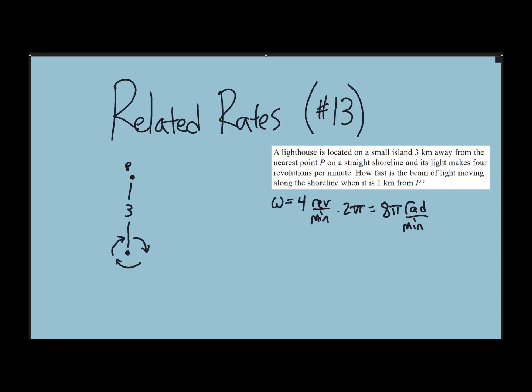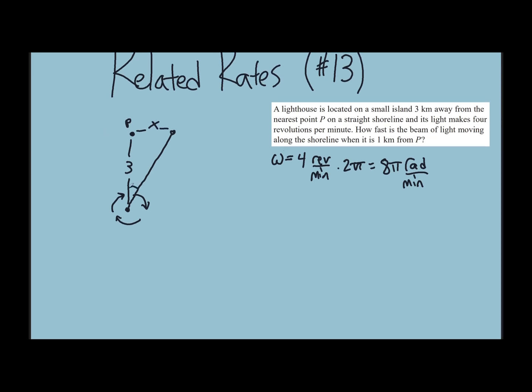Okay, what else do we know? We want to know when the beam is over here, some x distance away. Now they're going to tell you they want it for when it's 1 kilometer away. But what that means is, because your angle is changing, you want to find the general function, and then we'll plug 1 in for x after we find our derivatives and stuff like that. So what do we know? Well, our angle obviously is here, because we're talking about the lighthouse.